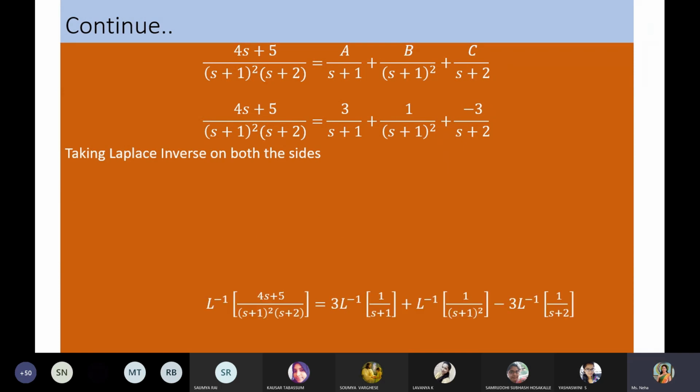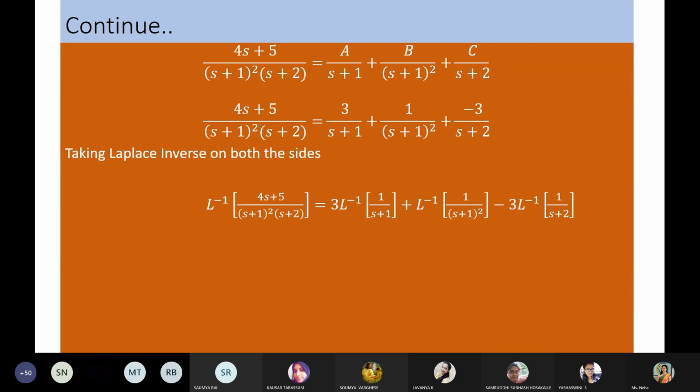Taking Laplace inverse on both sides. What is the Laplace inverse of 1 by s plus 1? E to the power of minus t. Very good. What is the Laplace inverse of 1 by s plus 1 whole square? T e to the power of minus t. Very good. And the last one is 1 by s plus 2. E to the power minus 2t. Very good. So this is your final answer.